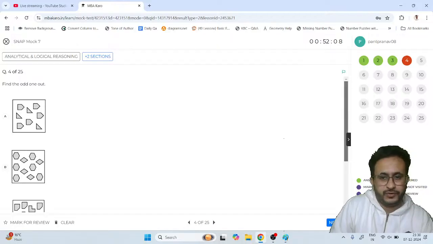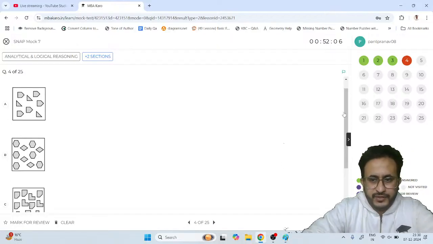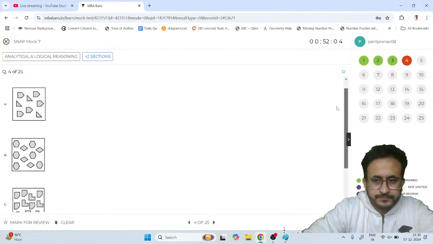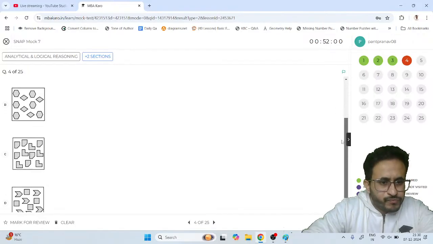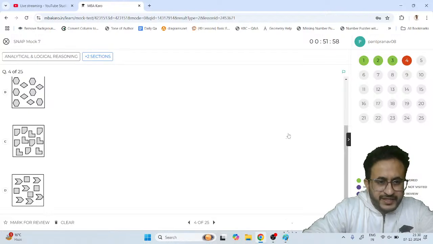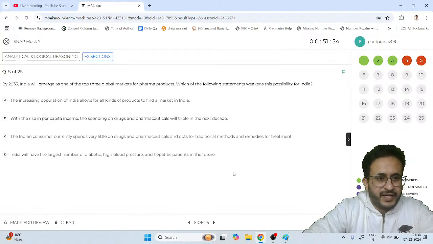Find the odd one out. Okay, so which one is odd one out? Let's see the images. I will not spend time on it because it is something that you'll have to look at. So we'll come back to it later.